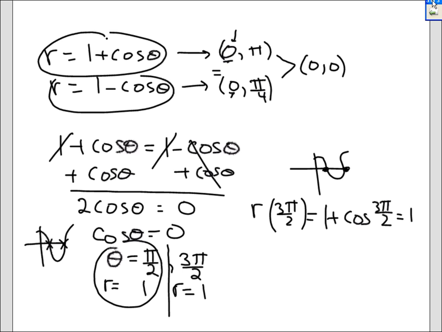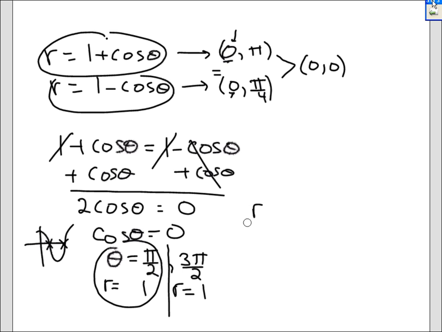But now we have to check this isolated case. Can the r's both equal 0? They both have to equal 0. Can the r's equal 0? Can 1 plus cosine theta equal 0? That is, can this be negative 1? Of course. Okay, it's negative 1 at pi.